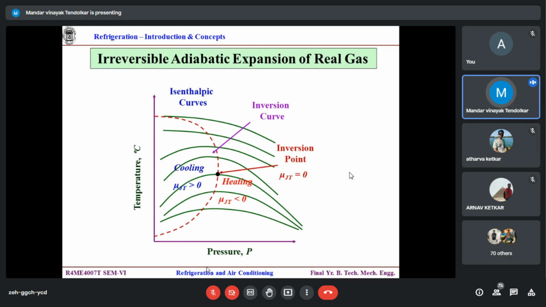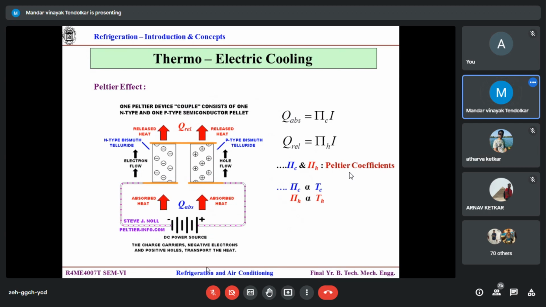Otherwise, your COP will be unnecessarily lower. You can change the setting if you want. This is how practical applications of all the basics of thermodynamics, whatever you learned, come into reality. Now, the next process we already discussed.